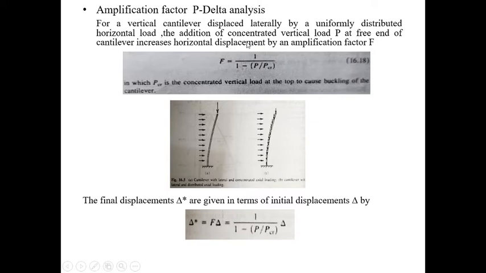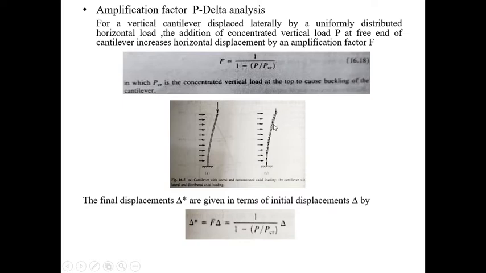So it is nothing but the gravity load P, the vertical load P acting at the free end, which causes a certain amount of increase in the horizontal displacement, and that increase is the amplification factor F. It is given by the formula F equals 1 divided by 1 minus P upon PCR. PCR is the concentrated vertical load acting at the top which causes the buckling of the cantilever. Since it is acting downwards, it causes the buckling effect.